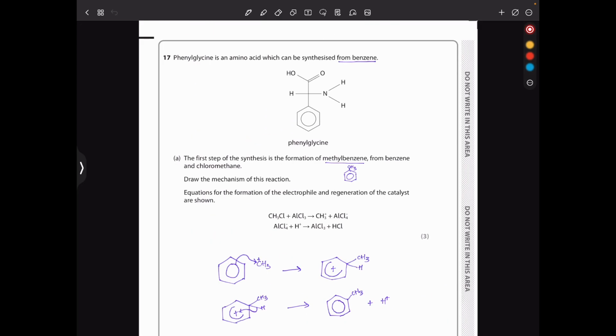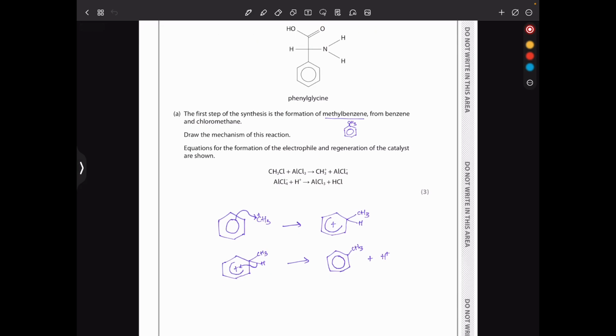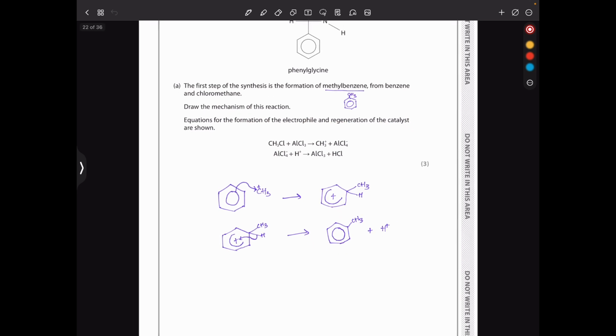In question 17, phenylglycine is an amino acid which can be synthesized from benzene. So this is the amino acid. They say the first step of the synthesis is the formation of methylbenzene from benzene and chloromethane. Draw the mechanism of this reaction. Equations for the formation of the electrophile and regeneration of the catalyst are shown. This means this is the electrophile we're going to use.